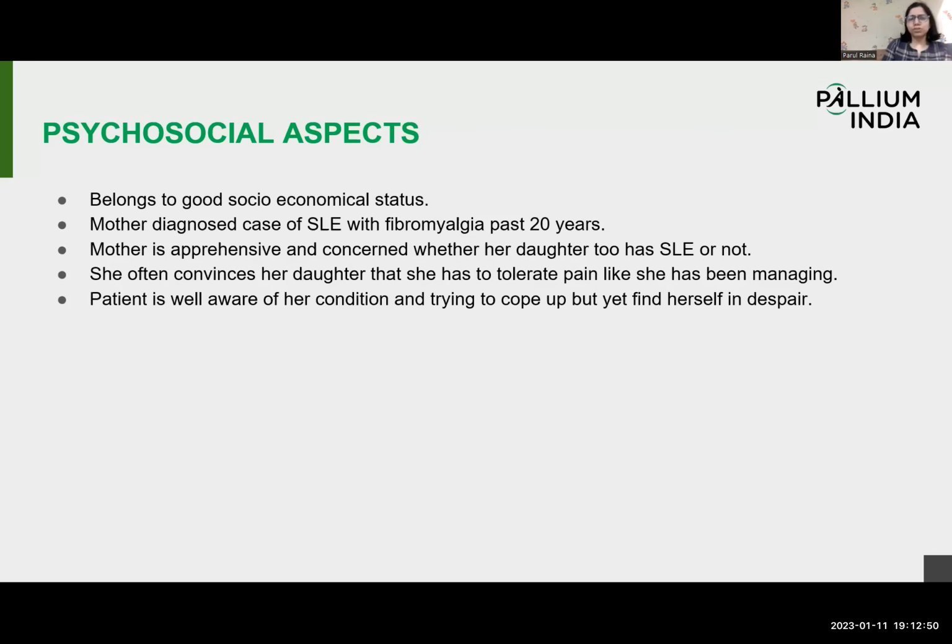The patient belongs to good socioeconomic status. Mother is actually a diagnosed case of SLE, and she herself has had fibromyalgia for the past 20 years. Mother is not taking any treatment. When I asked what she is taking for her treatment, she said that she just manages like that. And mother is apprehensive and concerned whether her daughter too has SLE or not, and how much physically she will be affected. Will her pain lead to any physical impairment? She often convinces her daughter that she has to tolerate her pain like she has been managing. Though the child is 16 years old, she is well aware of her condition and tries to cope up, but still finds herself in despair.